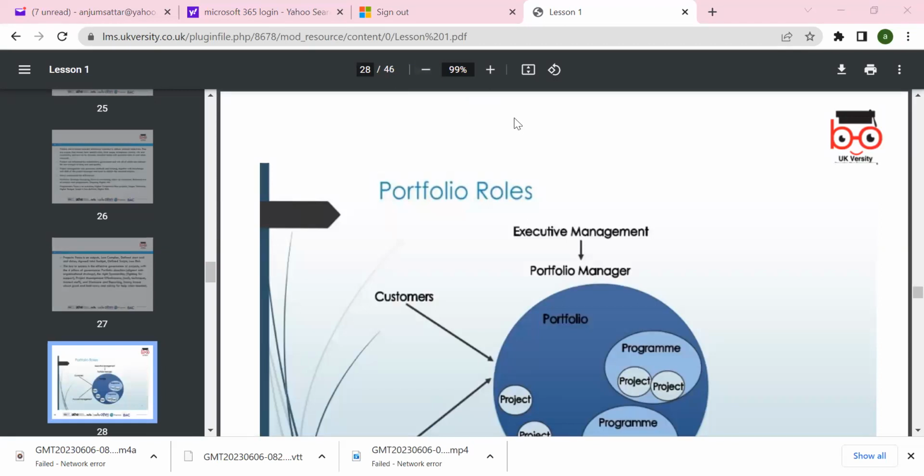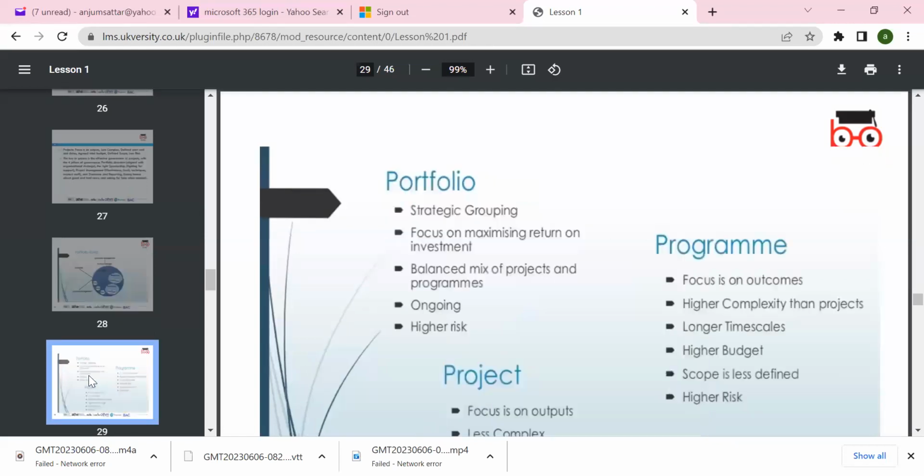Portfolio roles: as portfolio managers, you look around the customers and the various stakeholders, you look at your projects, monitor various projects and their outcomes, and always carry on doing investment appraisal. So portfolio strategic grouping and focus are maximizing return on investment, a balanced mix of projects and programs, and ongoing high risk. A program is focused on the outcome and is more complex than a project.